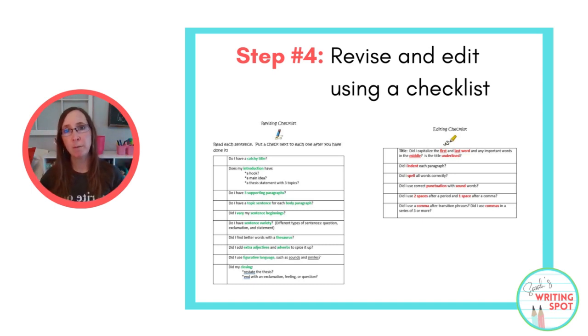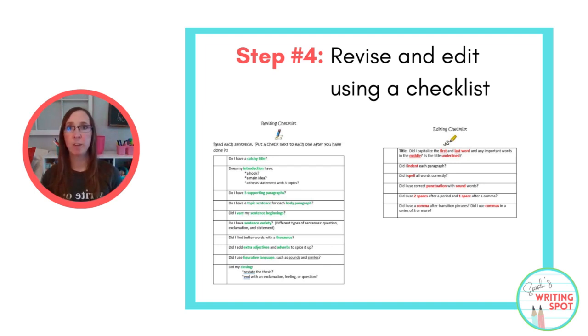So here for step 4, then you get to go back and revise and edit. Now, as a teacher, you don't have time to go back and correct everybody's tiny little mistake, right? So I suggest making a checklist for revising and a checklist for editing. Now, I like to separate these two because I want students to see that these two processes are very different.